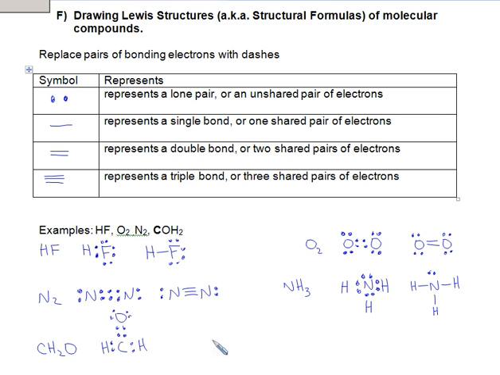However, if we use lines, it becomes much more straightforward to see what's going on in terms of how the atoms are connected. So formaldehyde, if you're using structural formulas, now is represented by this image here.